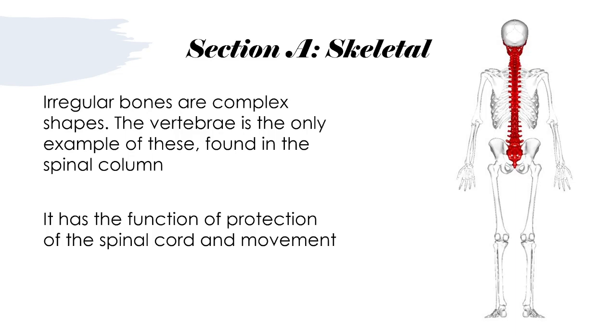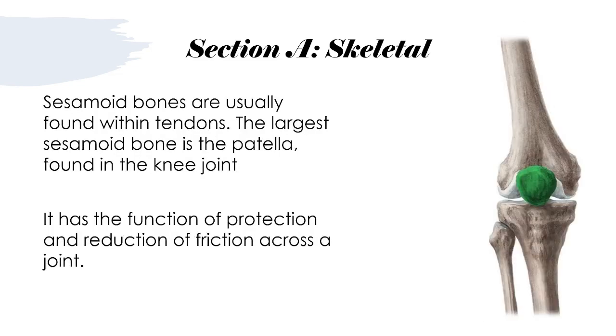Irregular bones have complex shapes, so it's basically just the vertebrae. That's all you need to know in the spinal column. They're again for protection and movement. Sesamoid bones are usually found in the tendon, and the best example is the patella, really. It's found in the knee joint. The function is protection and reduction of friction across this joint.